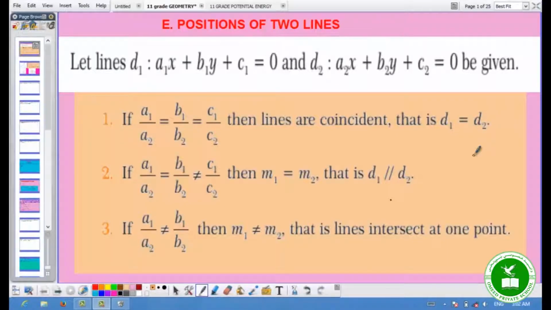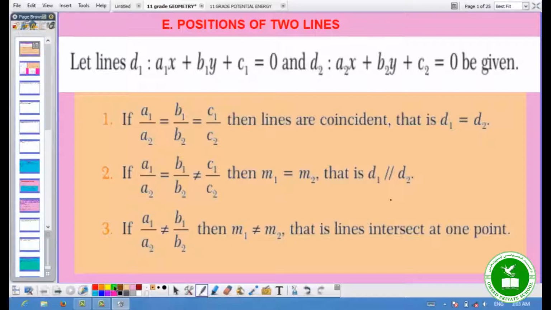What kind of relations can they have? They are parallel to each other, they are coincident with each other, or they intersect each other. We study these kinds of relationships between two lines. To analyze the relationship between two lines, we check the coefficients of the two equations, just the coefficients of the variables in both equations.